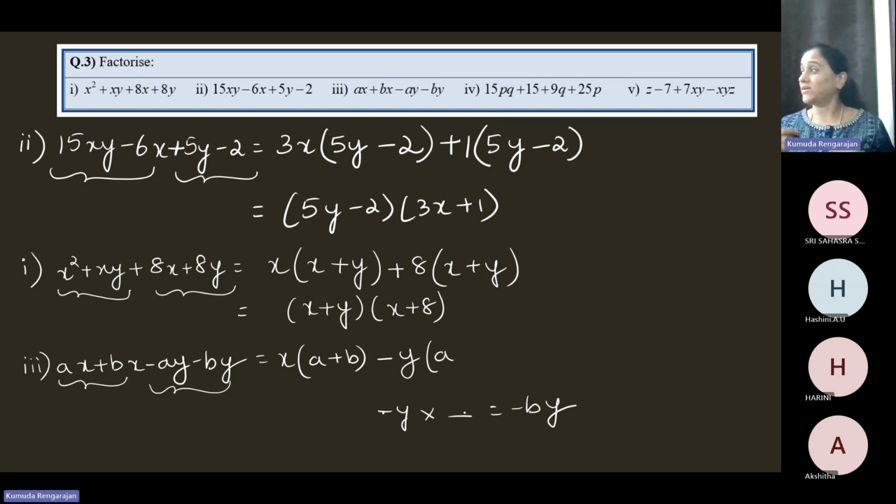Because you know something else, you want to apply that here, so you're forcing yourself to think that method should be applied here. So tell me now: minus y into what will give you minus by? Plus b. Plus b.